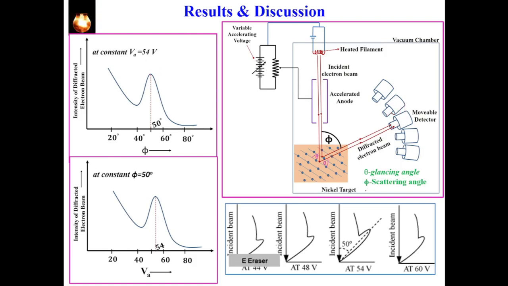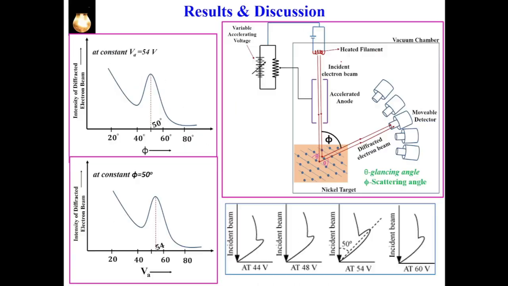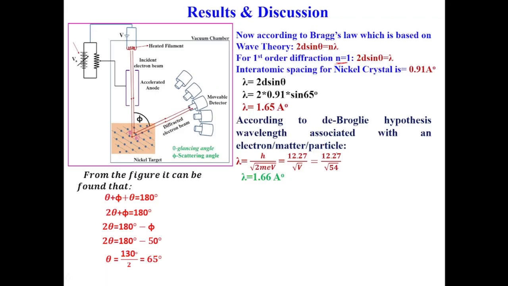Okay, so by considering this result, we consider Bragg's diffraction law, 2d sin theta equal to n lambda. Here n we consider as 1, that is the first order diffraction. First order means this one from one plane, then just below another plane the ray is diffracted, and this is your glancing angle, and this is the scattered or diffracted angle. For n equal to 1, this equation will be 2d sin theta equal to lambda.